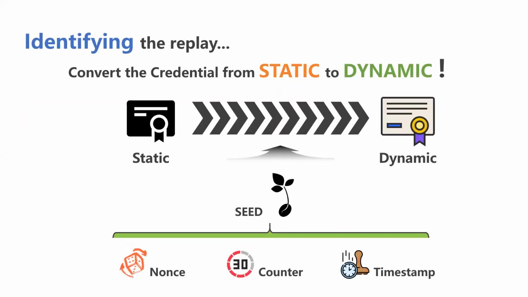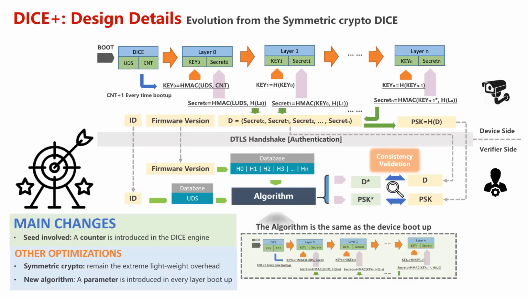So what we did is insert a seed into the whole DICE process, and because we have the seed on both sides, the device side and the cloud side, every time the device boots there will be brand new credentials, and the cloud side will get this change. So if hackers want to steal credentials, the attacking window is extremely small. And due to the seed, we use a sequence counter in the DAS process engine, and that changes the whole output of the credential. That's the main change we made in this work.